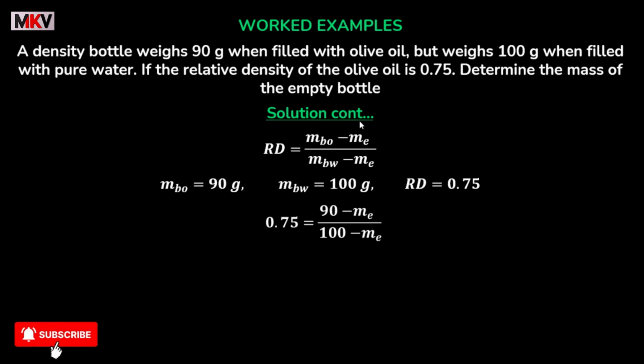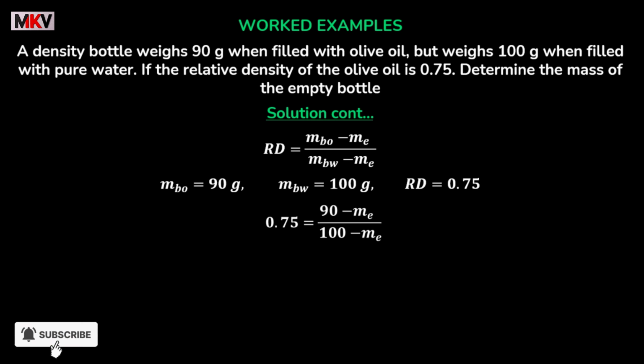After the substitution, we have 0.75, which is the relative density, equal to 90 minus ME over 100 minus ME. The 90 is for the mass of the bottle with olive oil, and 100 is for the mass of the bottle with water. Now we are looking for the mass of the empty bottle.